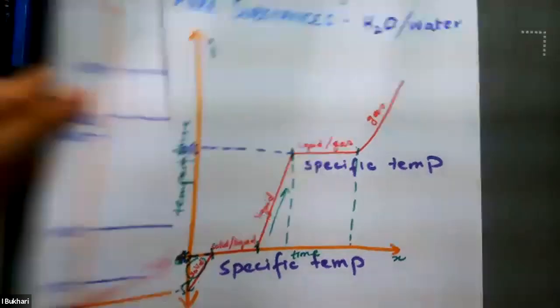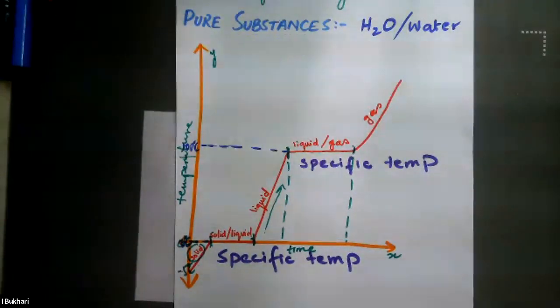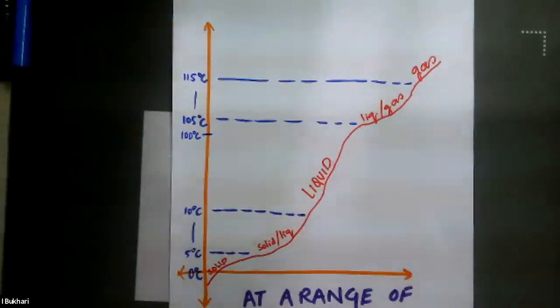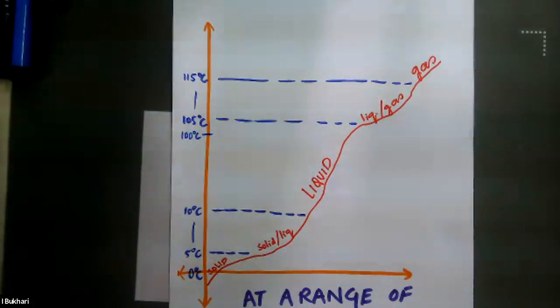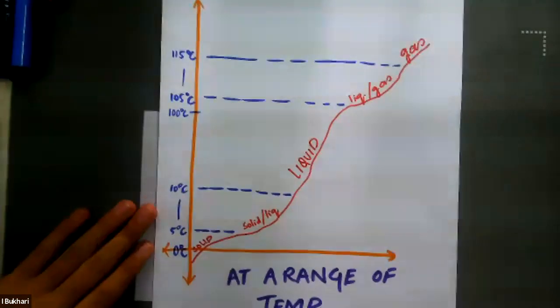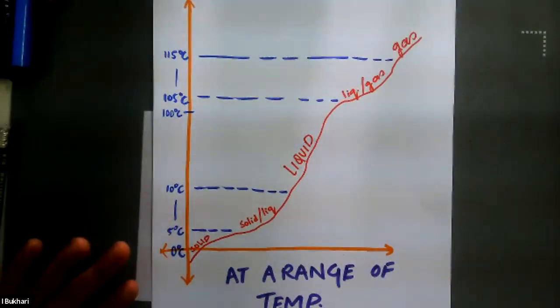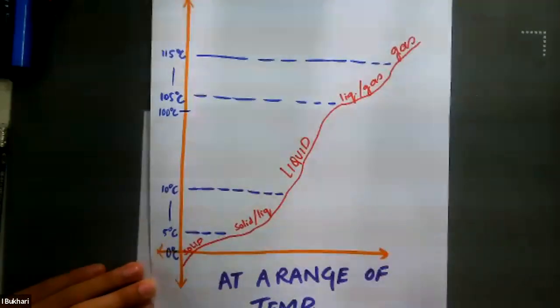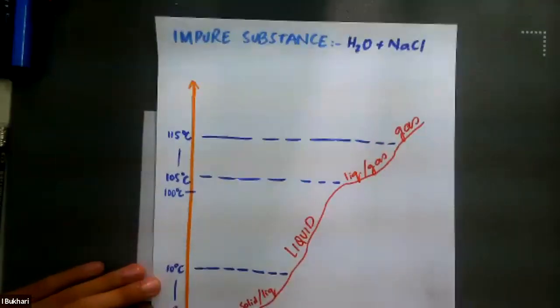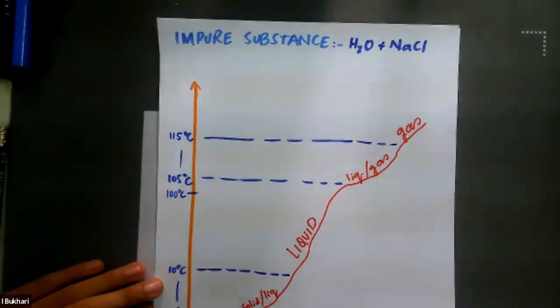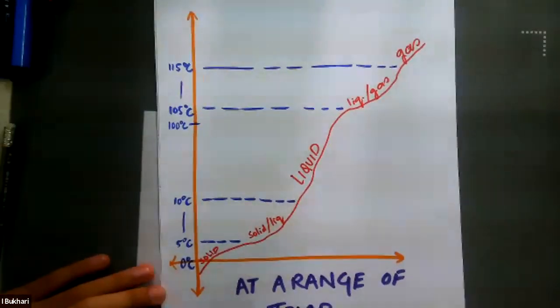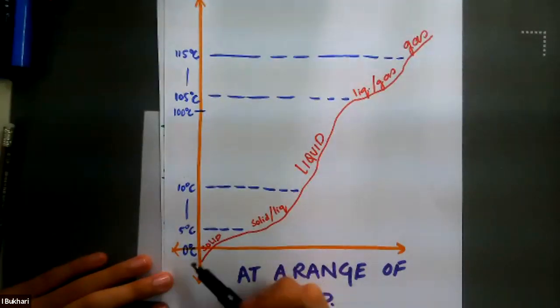For the impure substance, we have a graph which does not have a very specific temperature at which there is any phase change. So it happens at a range of temperatures. So let's say this is an impure substance. So this is water and salt, okay? And this is the graph that I plotted.